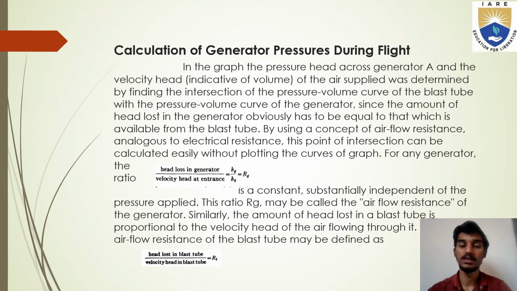For any generator, the ratio of head loss in the generator to velocity head at entrance is a constant substantially independent of pressure applied. The ratio Rg may be called the airflow resistance of the generator. Similarly, the amount of head loss in a blast tube is proportional to the velocity head of the air flowing through it. Airflow resistance of the blast tube may be defined as head loss in the blast tube divided by velocity head in the blast tube.